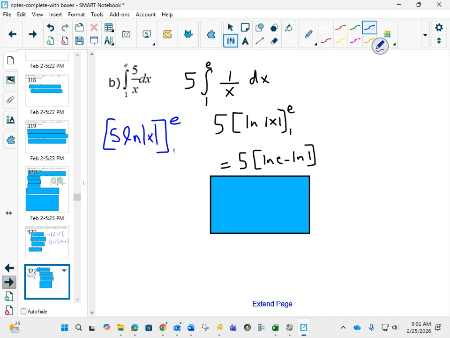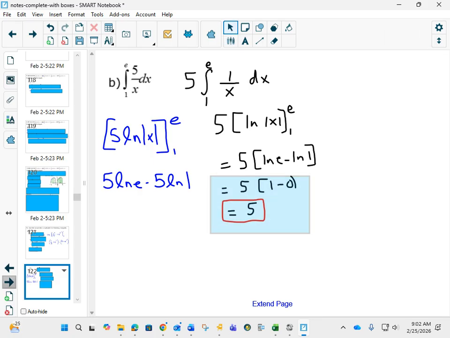And on this one, it would have looked like this: 5 natural log of e minus 5 natural log of 1. So 1 is factored out, 1 would be built in. Both are going to be exactly the same. Natural log of 1 is 0. Natural log of e is 1. So we just get 5.